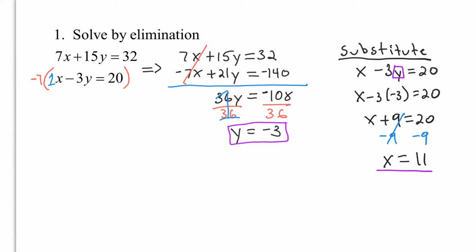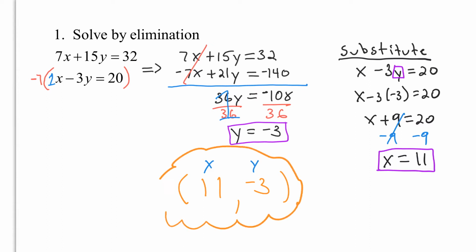All right, so we got the x, we have the y. So now you write down your solution. And your solution, remember, is an ordered pair. So we always want the x first. So x, and you put 11. And then you have the y, -3, which is the y value in alphabetical order. And we have the answer.